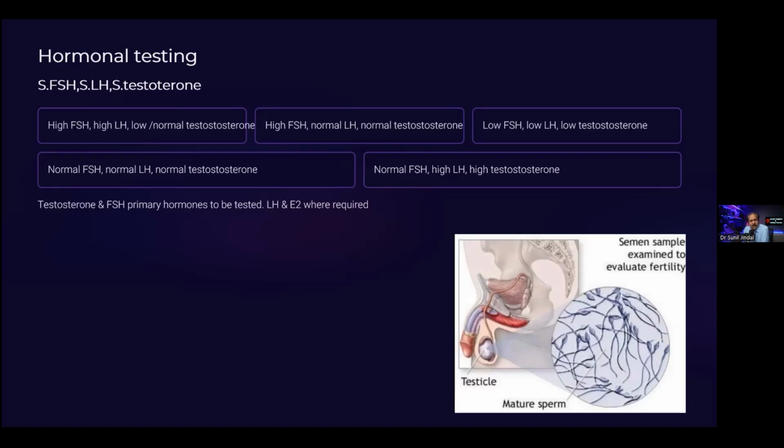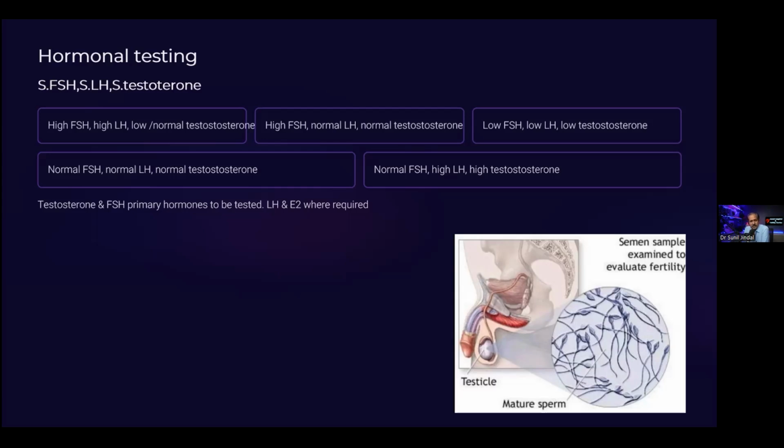But roughly, if I say, in any patient you want to test, low sperm count, azoospermia, you get an FSH, LH and testosterone done. In the literature it's FSH and testosterone, but let me be honest, LH doesn't cost much. So you might as well get it done.